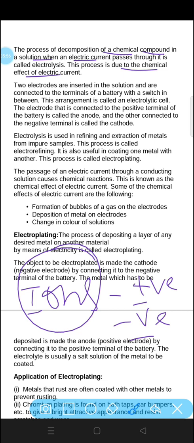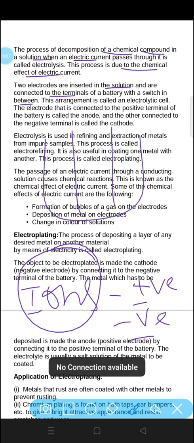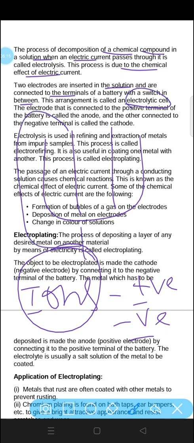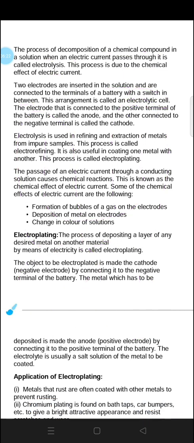Two electrodes are inserted in the solution and are connected to the terminals of a battery with a switch between. Two electrodes are inserted in a solution like this. These are electrodes, and there is a switch between them. They have been arranged with the help of a switch. This type of arrangement is called an electrolytic cell.